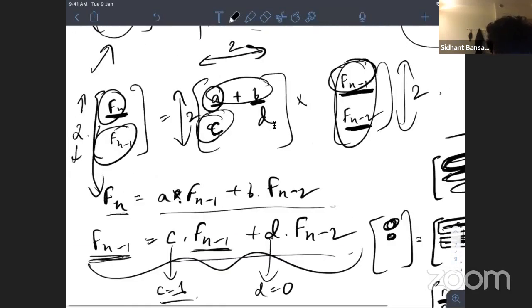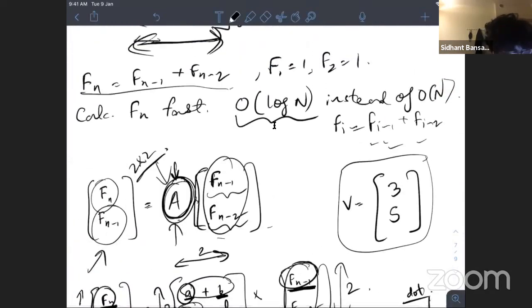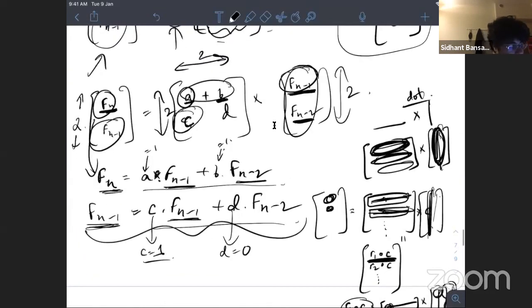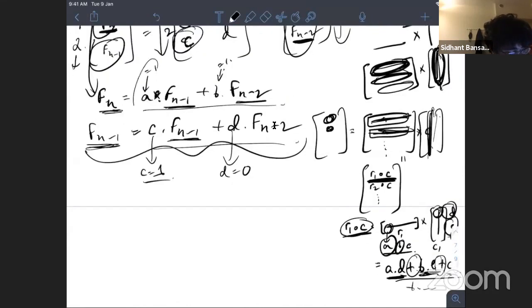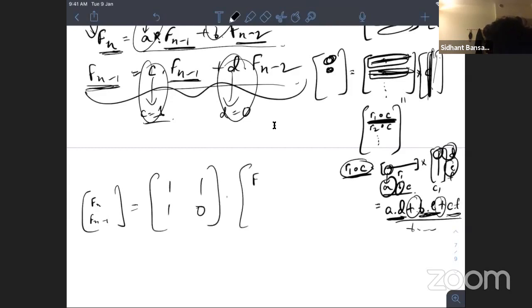And what about this thing? Here, you want to create Fn using Fn minus 1 and Fn minus 2. How will you create it? You'll say A should be 1, B should be 1. Why? Because that's how you define Fibonacci, as the sum of the previous two. So you have A 1, B 1, C 1, D 0. So this vector Fn is equal to 1, 1, 1, 0 times Fn minus 1, Fn minus 2.